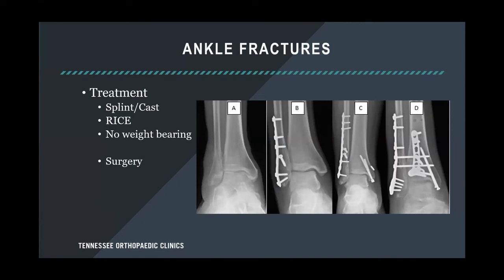So treatment: splints and casts early on. If it's determined to be non-surgical, then we use splints and casts, and usually they're off of them after 4 to 6 weeks, and then followed by a boot.